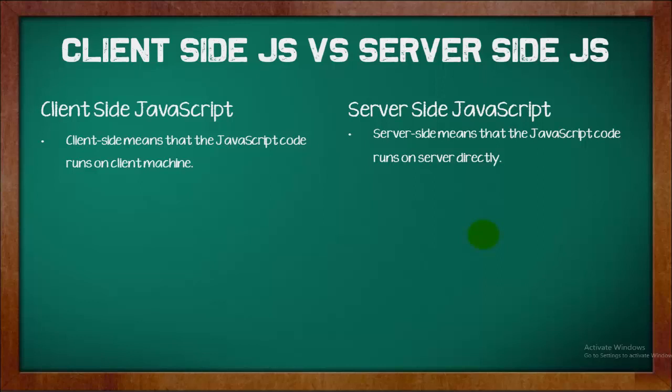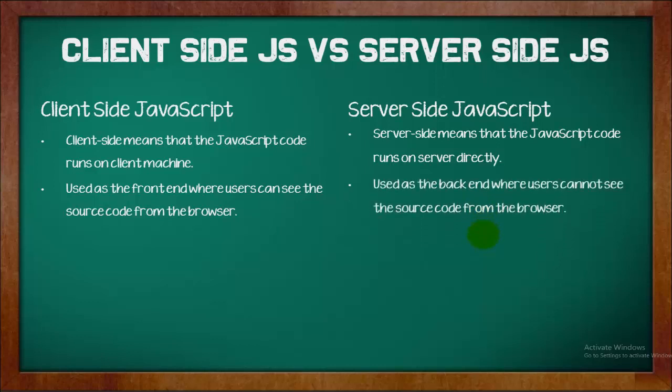I hope you understood this. The second one is it is used as a front end where the users can see the source code from the browser. Now, if I type a JavaScript program in my HTML page, and when I right click and see the source code, I can see the JavaScript coding because that is client-side JavaScript. But similarly, if I type a server-side program that is in the backend, the users cannot see the source code. Whatever I type in the server-side JavaScript cannot be seen because it will be hidden from the user.